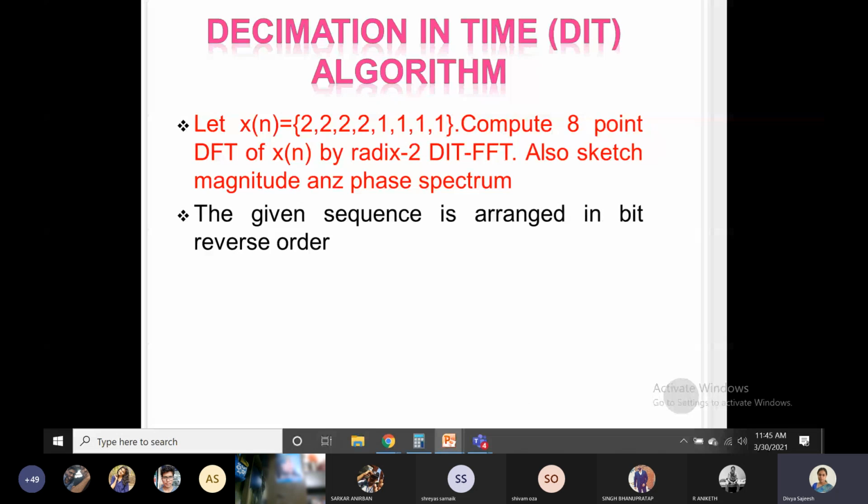So let us take this example. You are given a sequence x of n equal to the following elements. There are 8 elements in the sequence. You need to compute the 8-point DFT of x of n by the radix-2 DIT FFT method. Also sketch the magnitude and phase spectrum, which you can do by yourself. You have already learned how to sketch the magnitude and the phase spectrum in the last chapter itself, so you can do it by yourself.